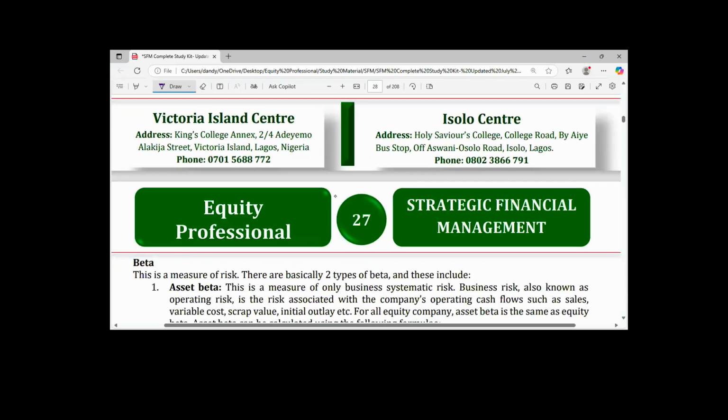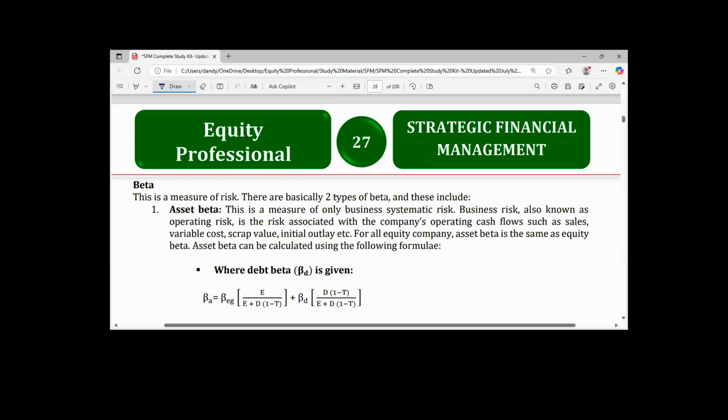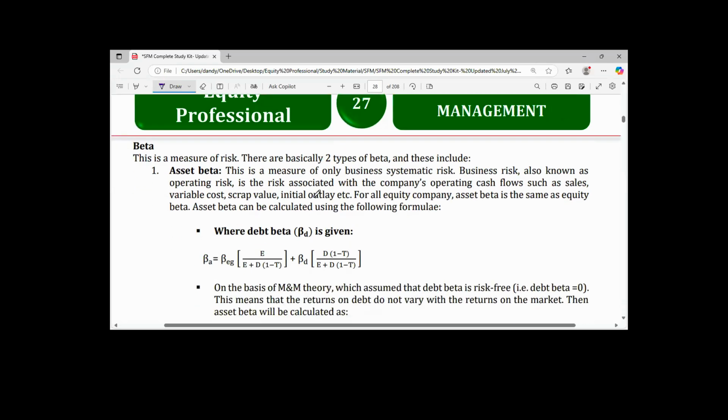What is asset beta? Asset beta measures only business risk, and it is also known as ungeared beta. It is the beta that does not include debts, that is not geared. A beta that does not include debts is what is known as asset beta, or ungeared beta. Of course, I will show you how to calculate asset beta as we proceed. But for now, let's continue with our discussion.